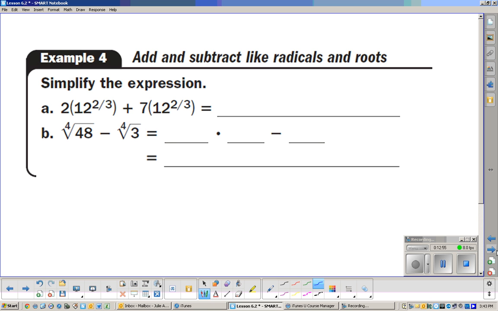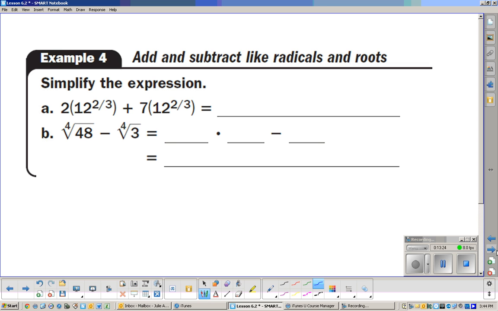Okay, we'll get some more simplifying practice in these problems because you're going to have a lot of simplifying practice on your homework, and there wasn't too much of it really in your note guide. So let's look at example 4, and then we'll come back and do checkpoint 4. This one says to add and subtract like radicals and roots. Well, remember from our vocab words, we said that like radicals had to have exactly the same index and exactly the same radicand, which means base.